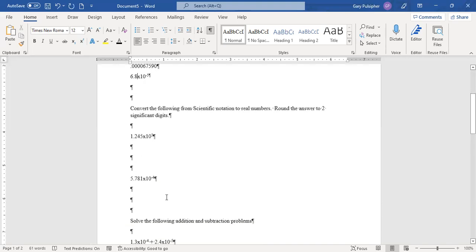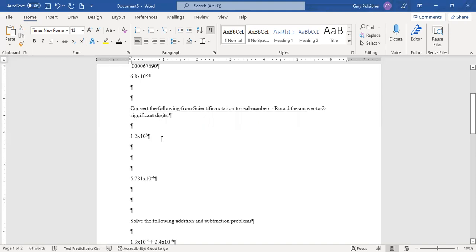Now we're going to do the opposite. We're going to convert from scientific notation back to a normal number. Real number probably isn't the best term because that has a very specific scientific meaning, but back to a normal number. Round the answer to 2 significant digits. So again, I'm going to round to 2. And this time I'm going to round before I convert. You can round after. Again, it does not really matter. So I'm rounding this number, right? And the 4 is going to tell it to stay the same. So it just becomes 1.2.